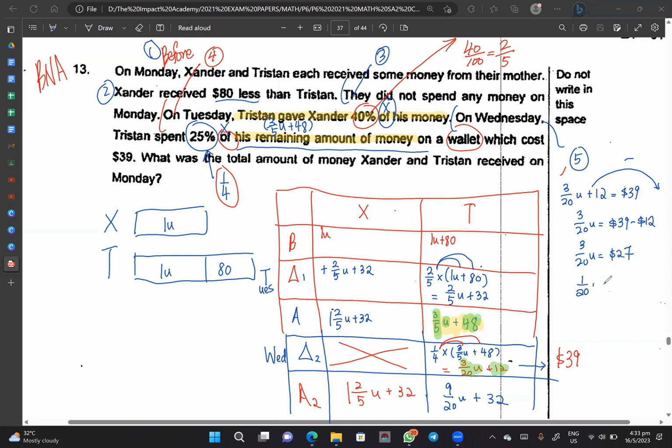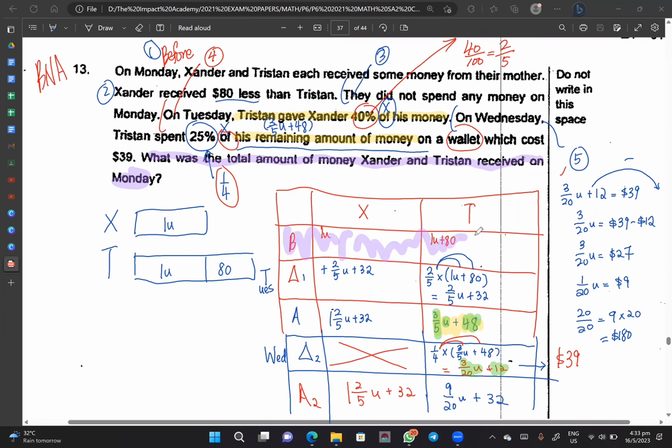And we always find 1 over 20 units. So 27 divided by 3 gives me 9. Agree? Then find my Mr. Greenman, so 20 over 20. 9 times 20 gives me 180. And this is my Mr. Greenman. Now the question says, once I get my Mr. Greenman, what does the question want us to do? What was the total amount of money Xander and Tristan received on Monday? Do you realize that Monday is this part that I've just highlighted in purple?